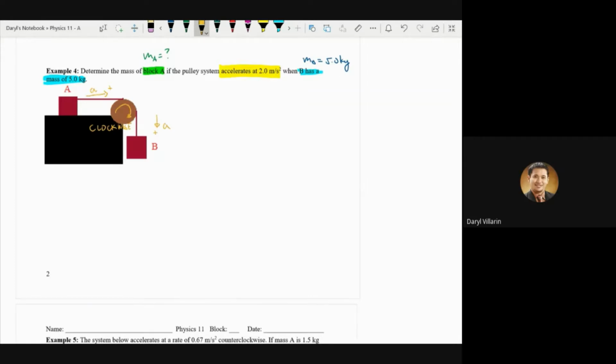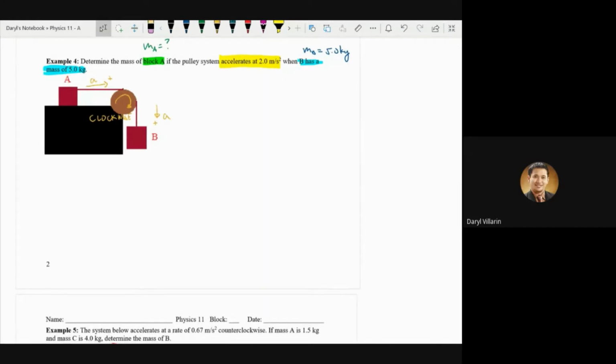So just like what I did in the first one, I'm going to start with the free body diagram of both A, again separately, and B. Okay, so I'm going to draw the free body diagram of both A and B.